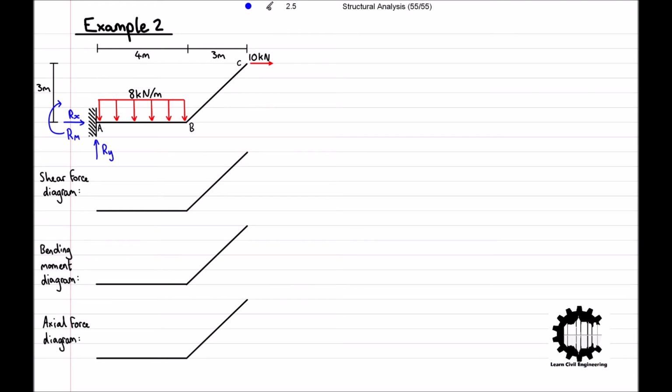To calculate these, we will apply the conditions for equilibrium, where the sum of all horizontal forces must be equal to 0, the sum of all vertical forces must be equal to 0, and the sum of all moments relative to a point, which we will choose to be A, must be equal to 0. Taking the x-coordinate direction to be positive, the sum of all horizontal forces is equal to Rx plus 10, which equals 0. So we can see that Rx is equal to negative 10 kilonewtons.